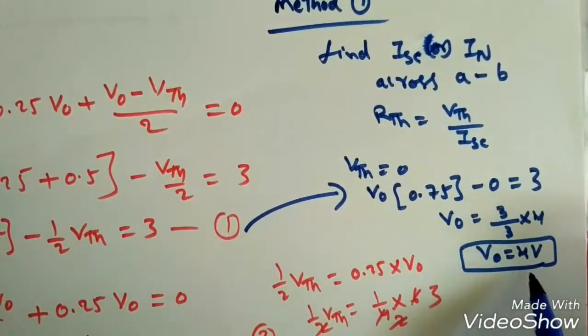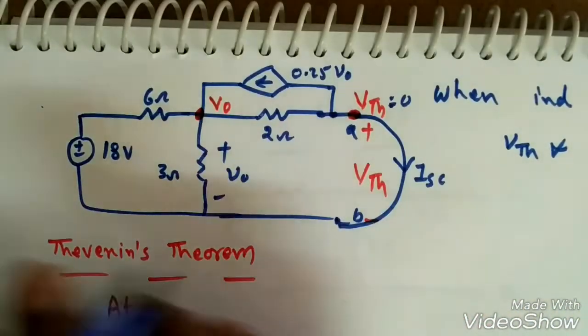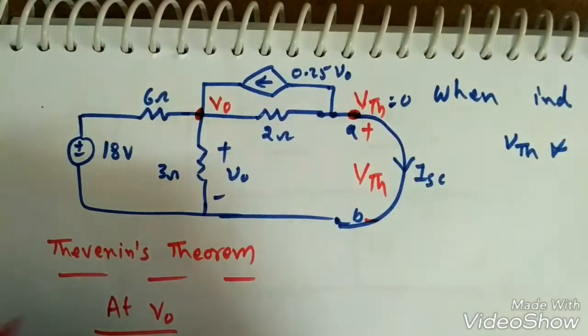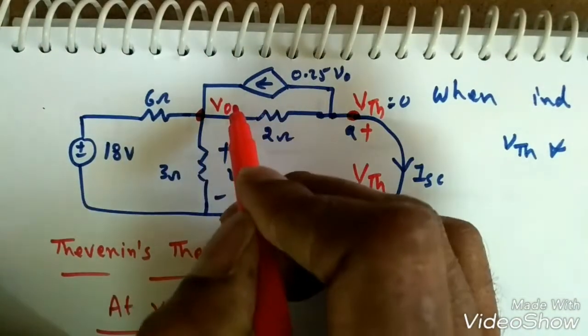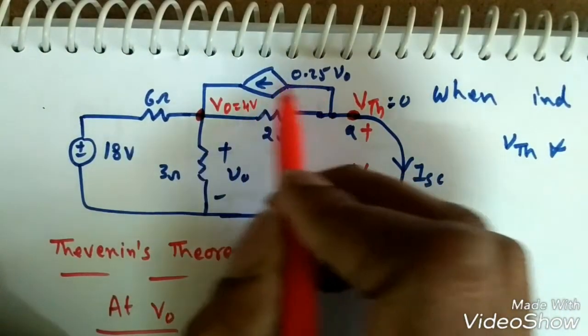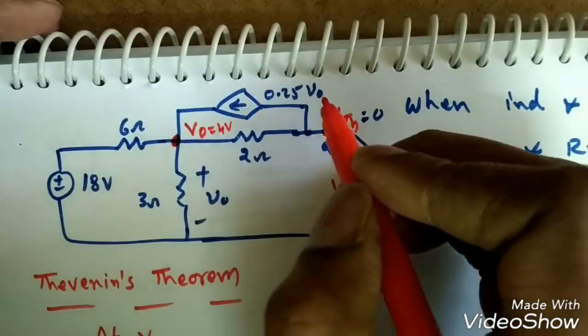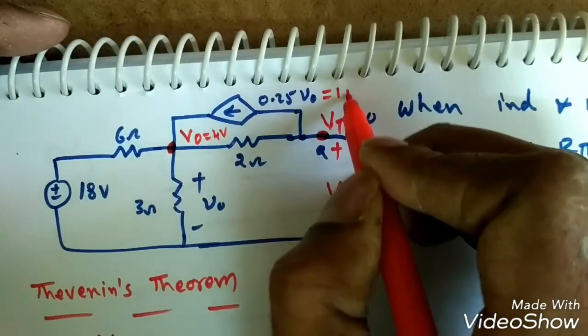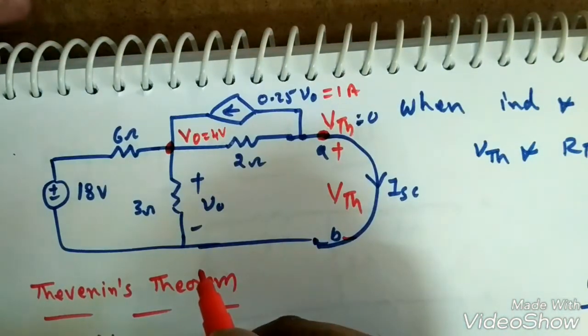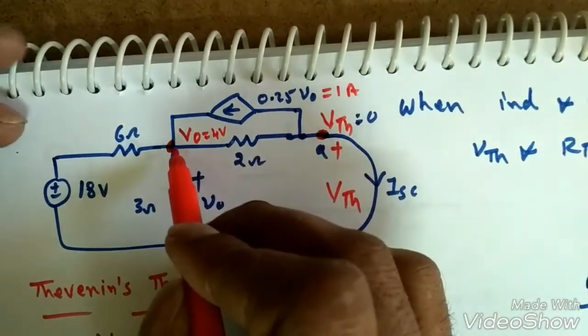Now once we know V0 is 4 volts, then from the circuit, see here, this is the 4 volt. What is this current? It is 0.25 times of V0, so 0.25 times of 4, so I will get 1 ampere. Yes or no?